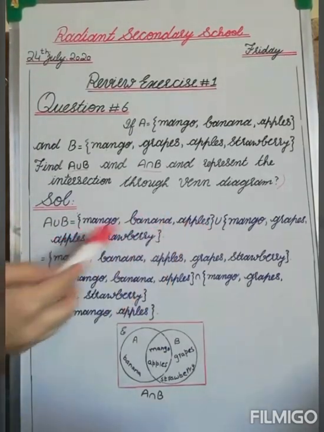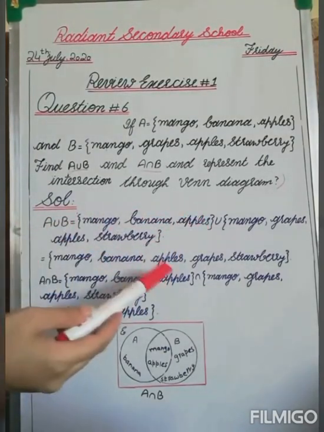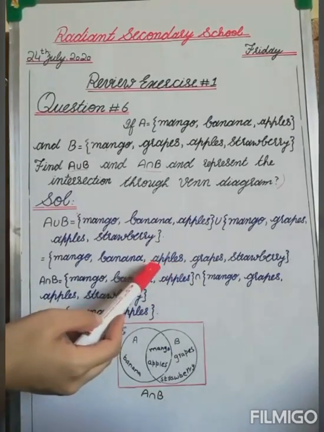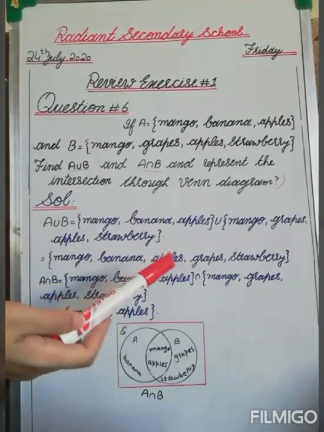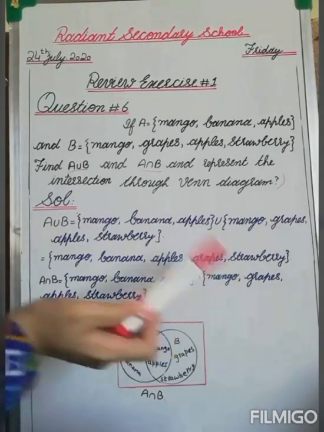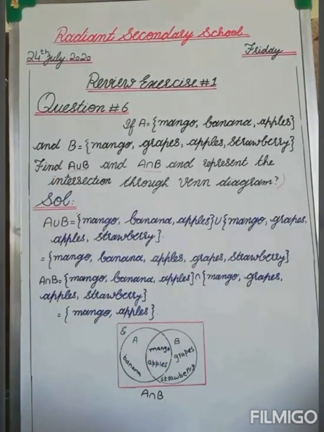Banana and apples are also present in both sets, but you will write them just one time. Now write the remaining elements of set B, grapes and strawberry. So union means all elements of sets A and B are combined together in a new set without repeating any common elements. Now move on to the next part, A intersection B.